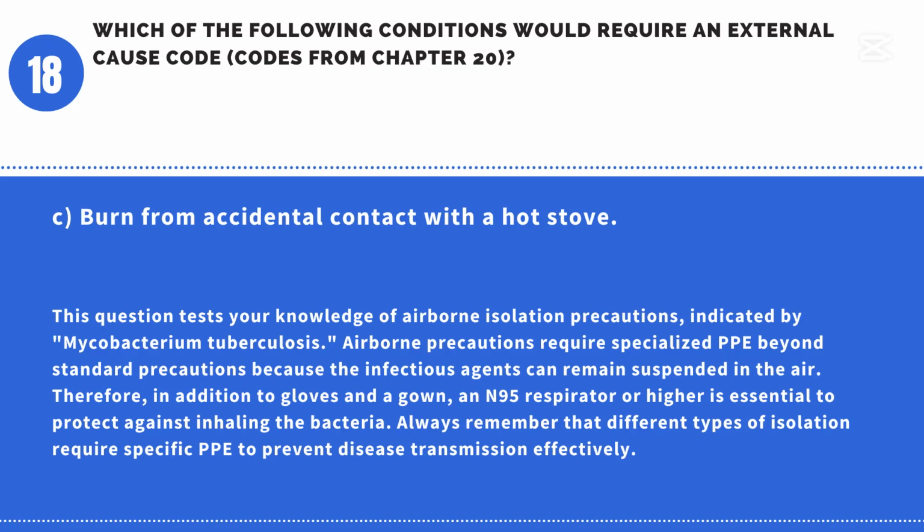Answer: C. Burn from accidental contact with a hot stove. External cause codes provide information about how an injury occurred, the intent, accidental, intentional, etc., the place it occurred, and the activity the person was doing. They are supplementary codes used with injury codes. Essential hypertension, diabetes, and osteoarthritis are medical conditions coded from other chapters, not injuries caused by external circumstances like a burn from a hot object. Always consider adding an external cause code when reporting an injury.